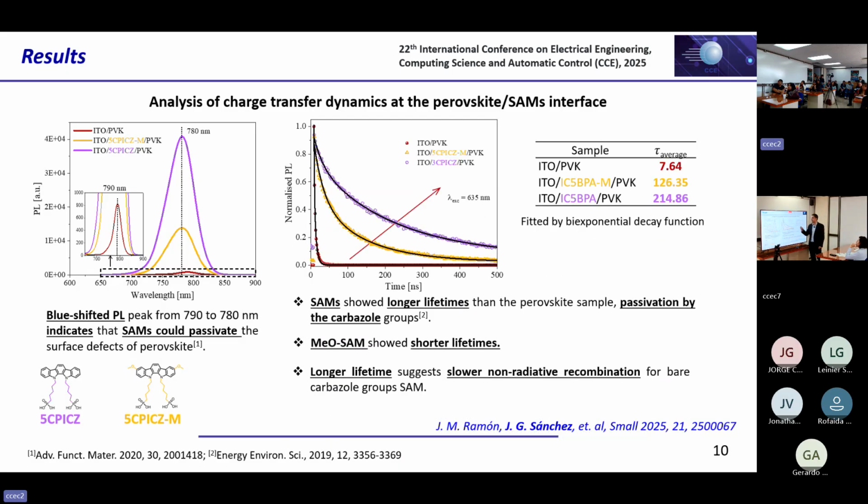And also, we measure the time resolved photoluminescence. In this case, we observe the decay of the photoluminescence over time. And for the case of the SAM without the methoxy group, we observe a longer lifetime. That means, first, we demonstrate there is a passivation from the SAMs. And second, we have a lower recombination in the interface between the SAM and the perovskite.